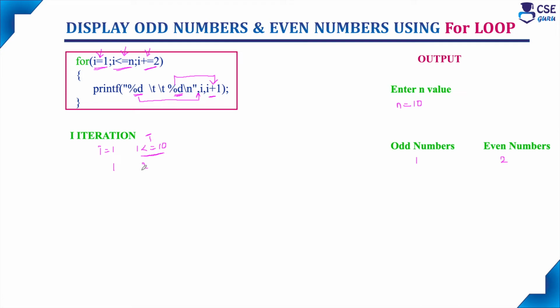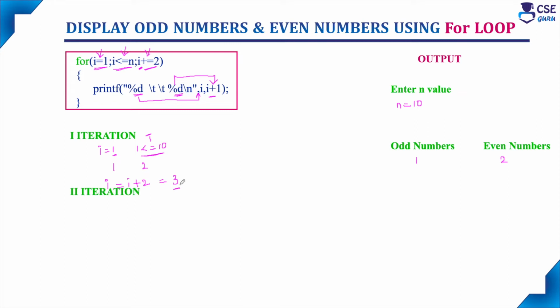Next, at the end of the body of the loop, update the i variable. So i plus equal to 2, which means i is equal to i plus 2. The i value is already 1, plus 2 means the value is 3. So at the end of the first iteration, the variable value gets updated to 3. The value 3 will be carried over to the second iteration.